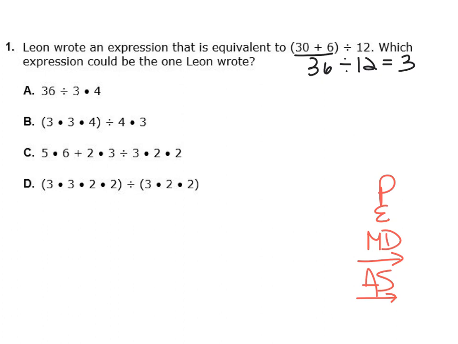So in this case, since 36 divided by 3 is first, I know that's going to be 12. So 36 divided by 3 is 12. We're going to do that first. So I'm going to cross that out. Now it's going to be 12 times 4, which is 48. So because 48 is not the same as 3, then I know A is not my answer. Let's go ahead and go to B.